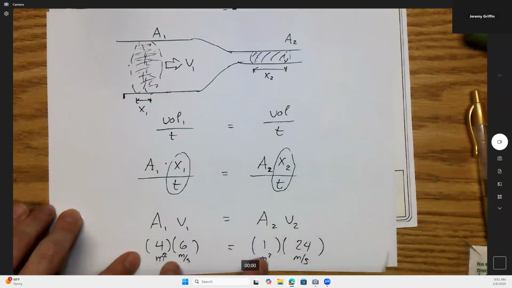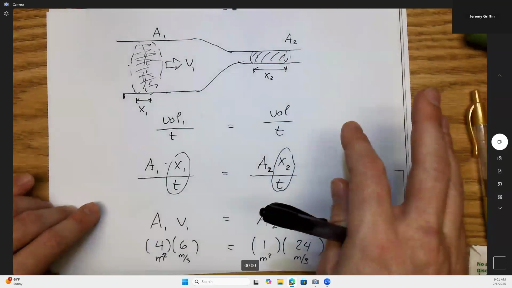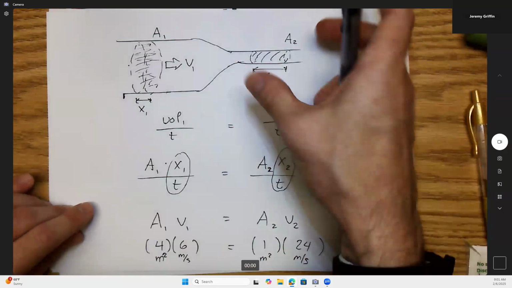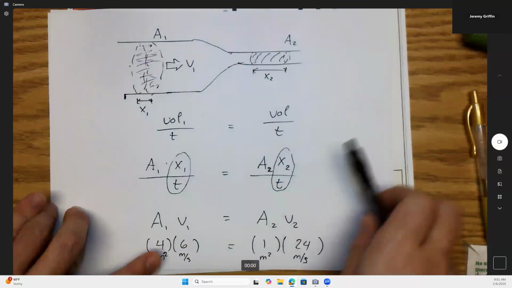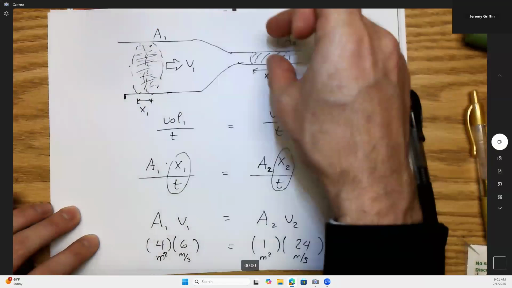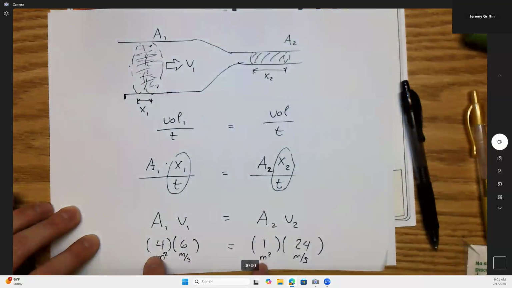Well, let's say we're playing around with these numbers right here. Now, my picture is not to scale, so sorry about that. But if these numbers are true, what is the diameter of this pipe compared to the diameter of this pipe? Because I see the areas are a ratio of 4 to 1. That means the diameters are a ratio of what to what?